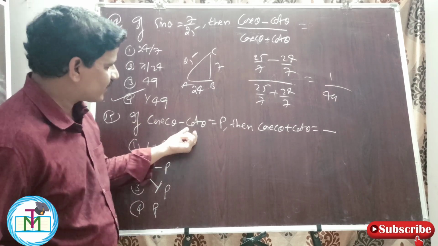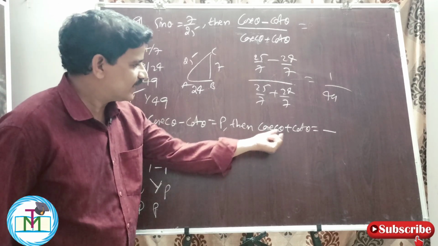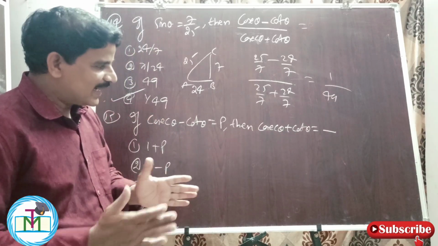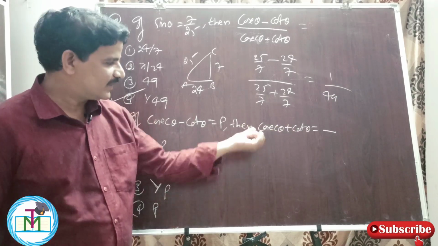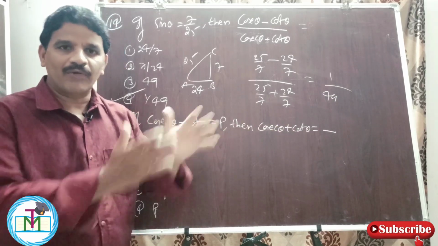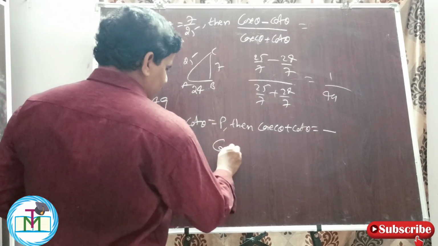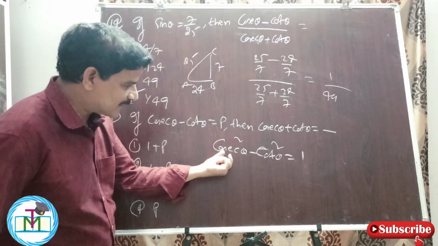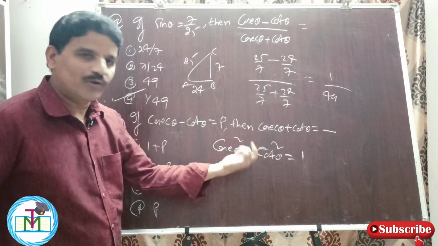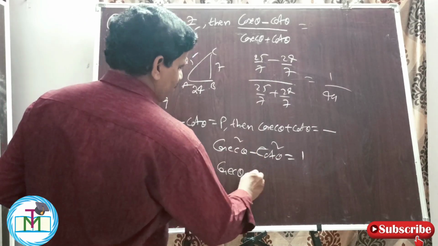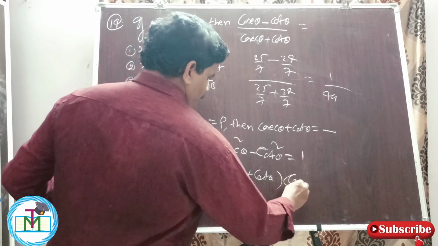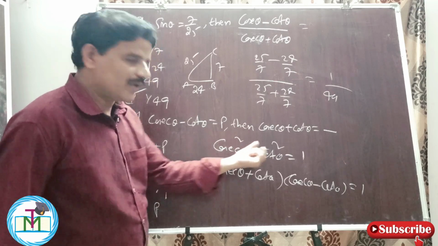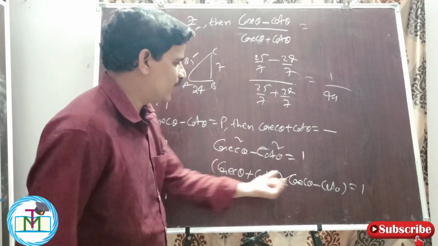If cosecant theta minus cot theta is equal to P, then cosecant theta plus cot theta is equal to how much? Here it is minus, here it is plus. Now what is the relation between cosecant theta and cot theta? Simple formula from basic concepts: cosecant square theta minus cot square theta is equal to 1. It looks like a square minus b square. (a plus b) into (a minus b) means (cosecant theta plus cot theta) into (cosecant theta minus cot theta) is equal to 1. This is in the form of a square minus b square, therefore I wrote it as (a plus b) into (a minus b).